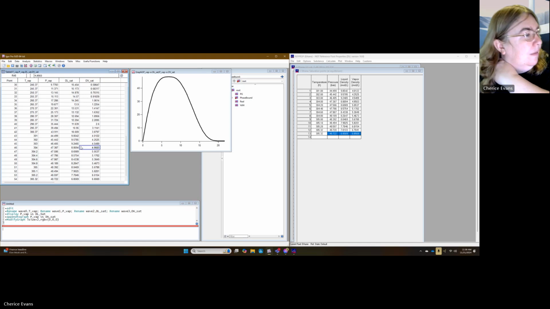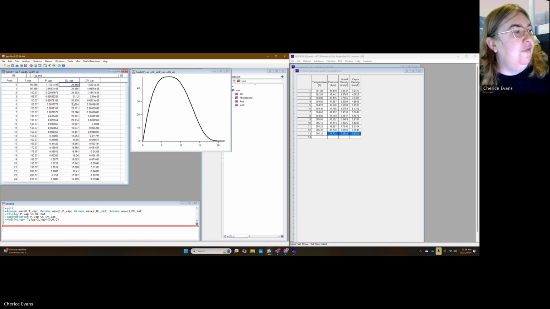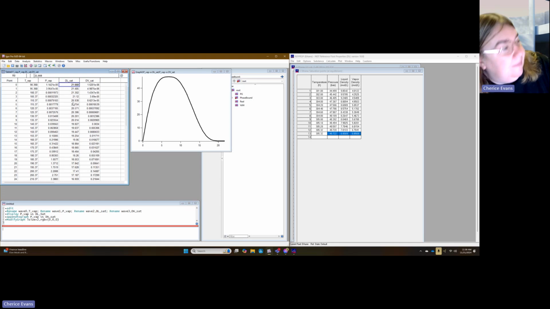Now, my triple point densities: for the gas it is 1.5201 times 10 to the minus 6 moles per liter. For the liquid, it is 21.668 moles per liter. What we don't know yet is the solid.